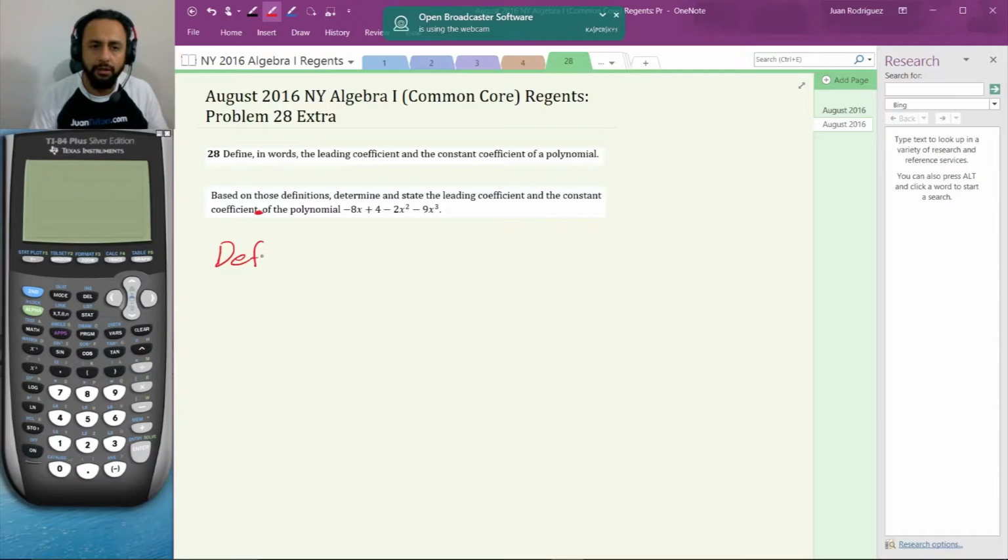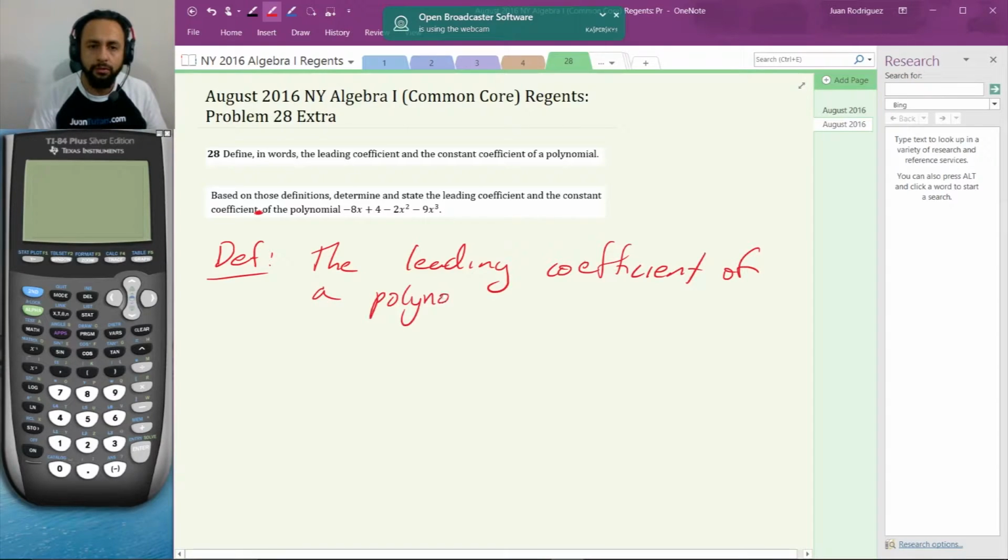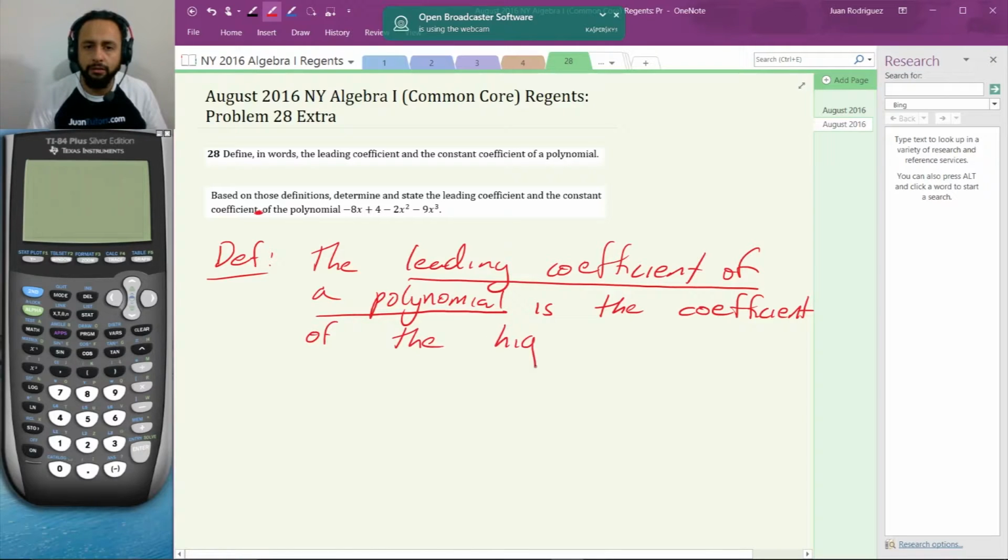So the definition: the leading coefficient of a polynomial. Notice that what they want me to define in the beginning is the coefficient of the highest degree term.